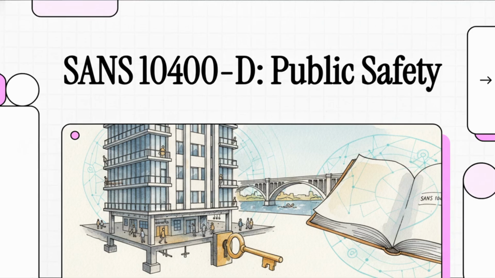Every single day, we move through buildings and spaces that are governed by a set of invisible rules. And these aren't just suggestions. They're incredibly detailed codes designed for one reason, to keep us safe. Today, we're going to pull back the curtain on a really important one, the SANS 10400D standard for public safety. Let's see how it all works.